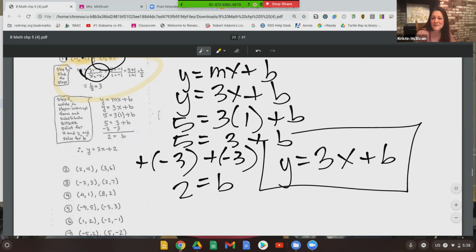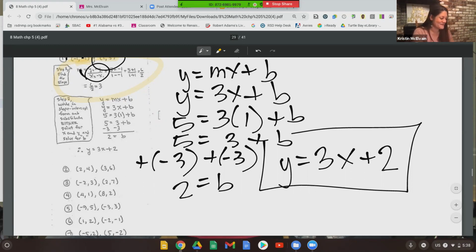So for number 1, our equation is going to be y equals 3x plus 2. It's the same thing that we did on Friday, but now what we're doing is solving for b, and then you have to put in the b. I'm sorry, I totally messed that one up. There we go. Does it match? Yes, it does. All right, number 1, there we go.